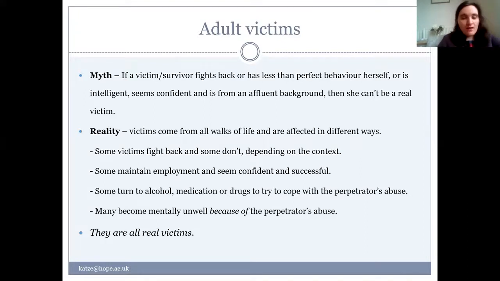But the reality is that the victims come from all walks of life and are affected in different ways. Some victims fight back and some don't, depending on the context. Some maintain their employment and seem confident and successful, are in really well-respected, highly paid jobs. And some turn to alcohol or medication or drugs to try and cope with the perpetrator's abuse, to try and cope with the hellish conditions at home. And many become mentally unwell because of the perpetrator's abuse. And they're all real victims.